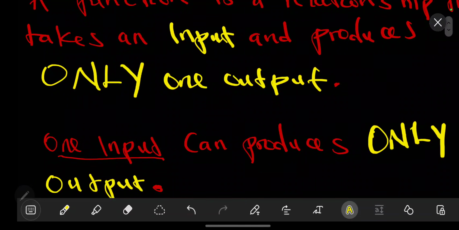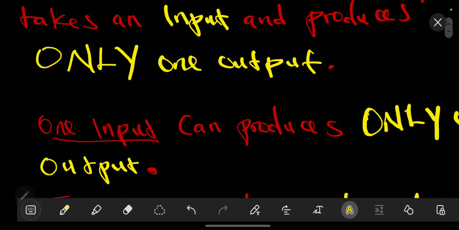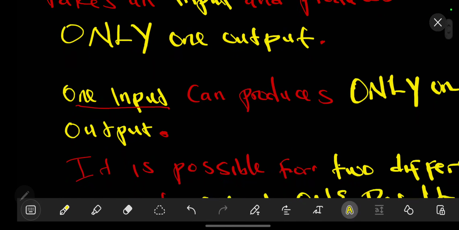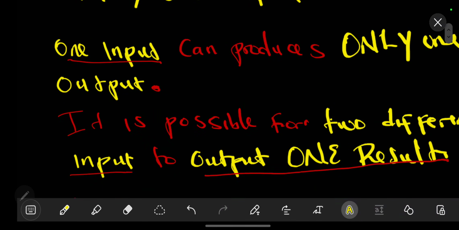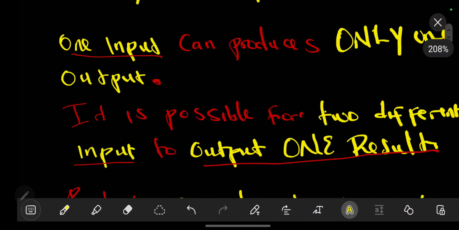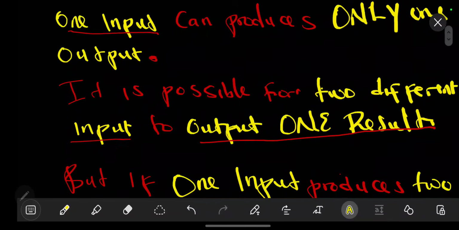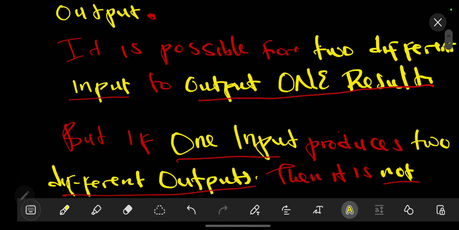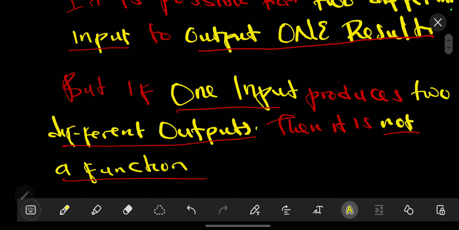Now, under functions, it is possible that one input can produce only one output, but it is also possible for two different inputs to produce one result. I'll clarify this as we look at examples. But if one input produces two different outputs, then it is not a function.